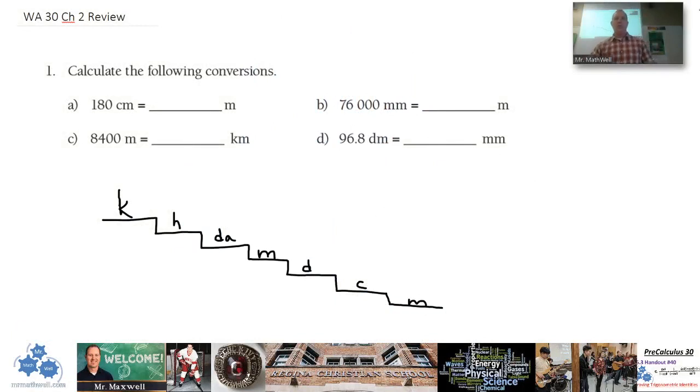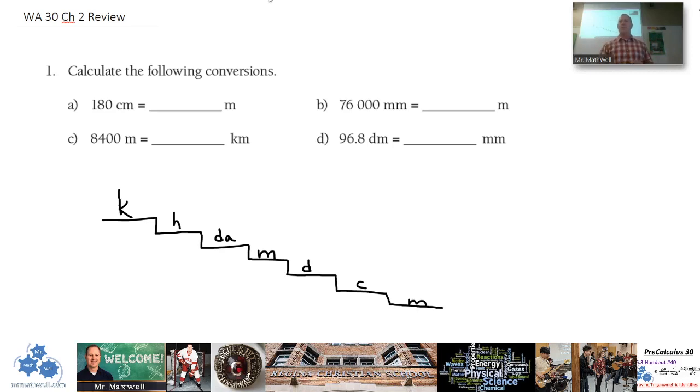All right, this is Workplace 30, Chapter 2 review. We'll just go over some of the important things in Chapter 2. The first thing I want to start off with is metric conversions. We talked about the metric staircase, and being able to convert from one unit to another is pretty important.